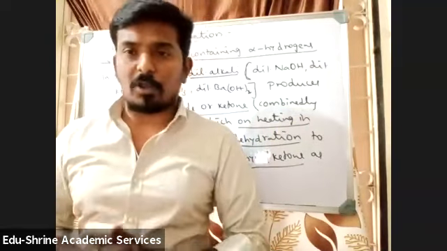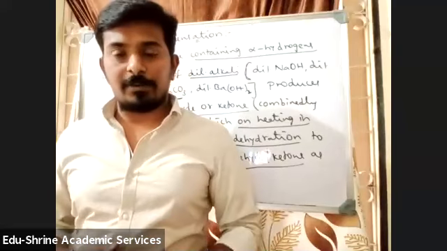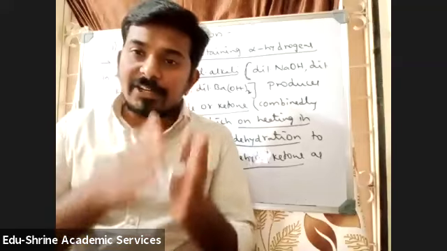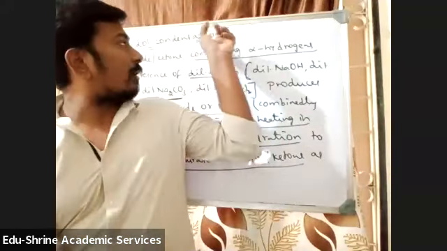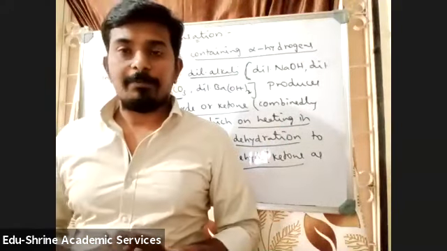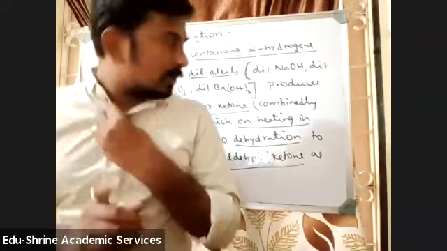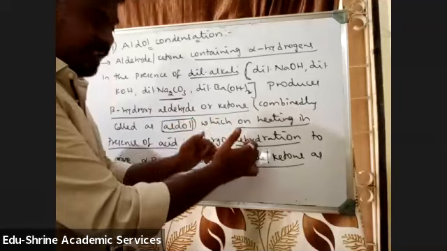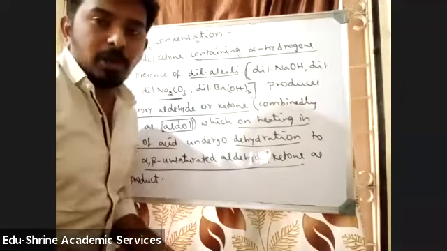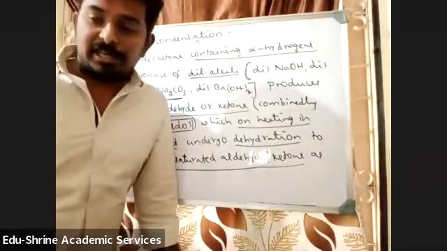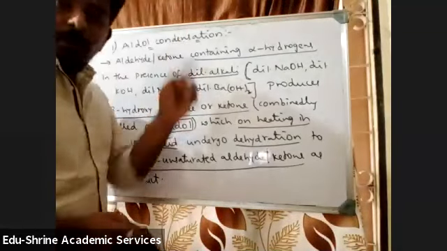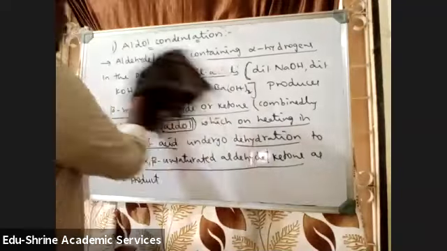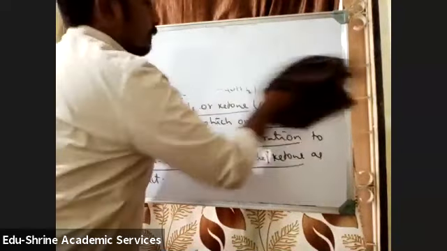Something has to be lost from the compound. It is only called as elimination. So if there is addition followed by elimination, they are called as condensation reactions. So here also the first step is addition, right? Then second step is dehydration. Dehydration is removal of water molecule. It is an elimination reaction. So that's why it is called as condensation, where addition followed by elimination is taking place.